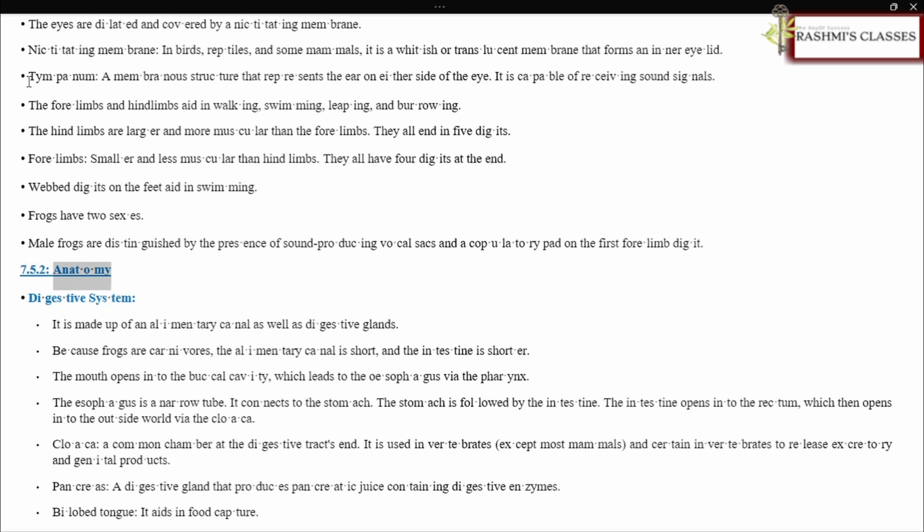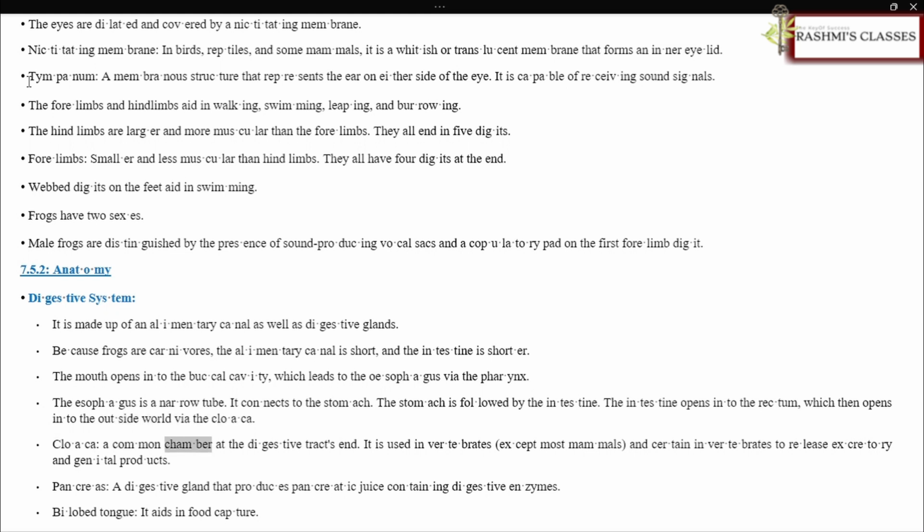7.5.2 Anatomy. Digestive system. It is made up of an alimentary canal as well as digestive glands. Because frogs are carnivores, the alimentary canal is short, and the intestine is shorter. The mouth opens into the buccal cavity, which leads to the esophagus via the pharynx. The esophagus is a narrow tube. It connects to the stomach. The stomach is followed by the intestine. The intestine opens into the rectum, which then opens into the outside world via the cloaca.